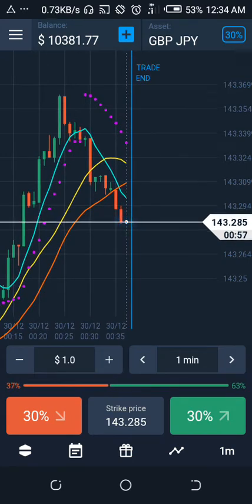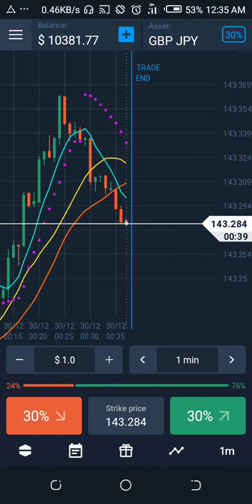It's not that sure. Hope you understand. But green and yellow, if they meet and face a downward direction, that means you have to execute a sell trade. That's for sure, like 90%.